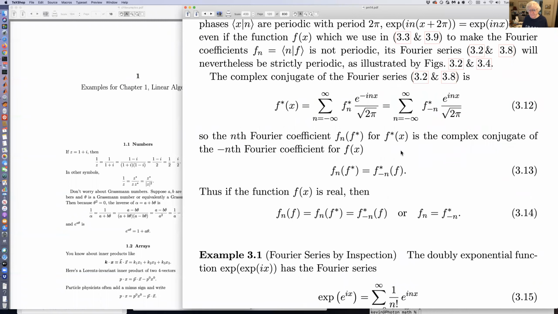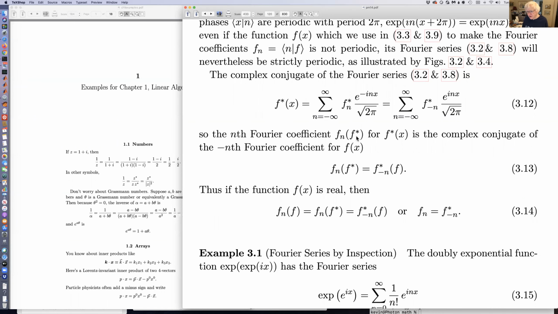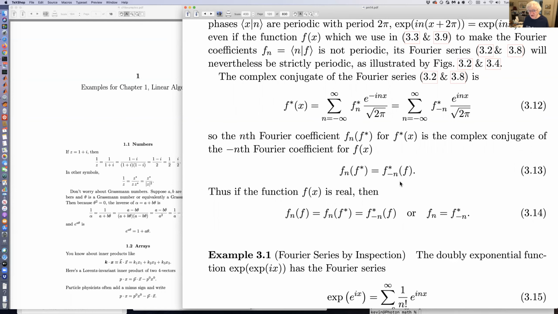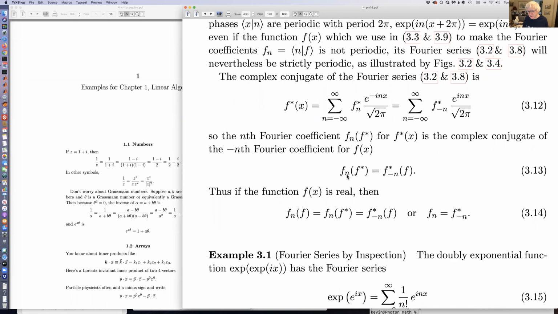And that tells you that the nth coefficient of the function f star is the complex conjugate of the minus nth coefficient for f. And so if the function is real, this thing on the left says f sub n of f is f sub minus n star of f. And so for a real function, the nth coefficient of a real function is the minus nth coefficient of the complex conjugate.